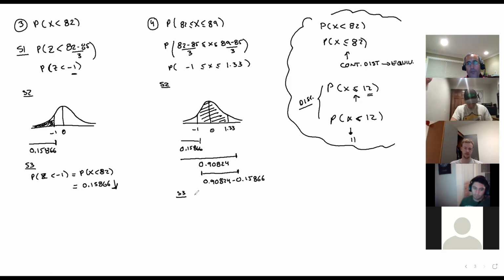I don't know what this calculator is. 0.90824 minus 0.15866. So this is going to be equal to 0.74.